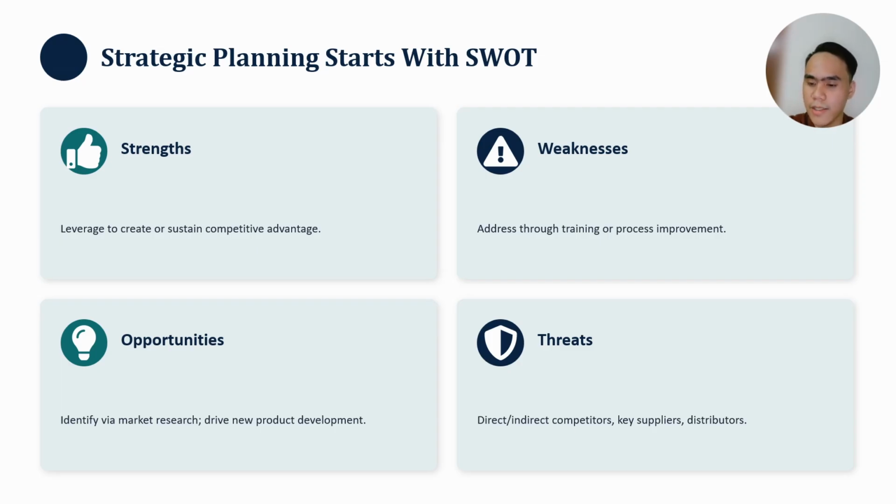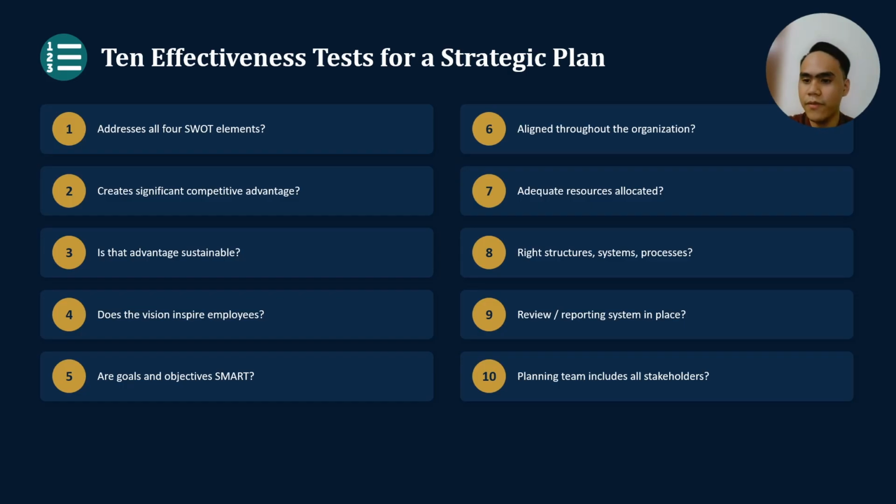Once this SWOT analysis is complete, the organization is ready to develop its actual strategic quality plans, which brings us to how you test whether those plans are any good. Once a strategy is drafted, management needs a disciplined way to check whether it's actually going to work. The chapter gives us 10 sequential effectiveness tests, shown here on the screen. Let me walk you through each one and add some color from the text.